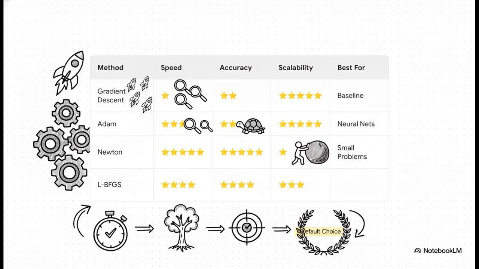And here it is, the ultimate cheat sheet. You can see all the trade-offs laid out so clearly. You've got Newton, 5 stars for speed and accuracy, but just 1 star for scalability. Adam is pretty much the opposite, incredibly scalable but not quite as accurate. And then right there in the middle, with a solid 4 stars across the board for speed, accuracy, and scalability, you have L-BFGS. This is exactly why it's so often the default choice, a true workhorse algorithm for quantitative finance.